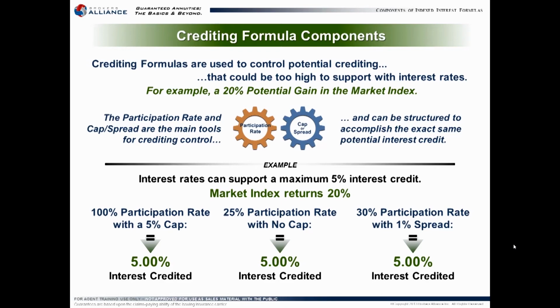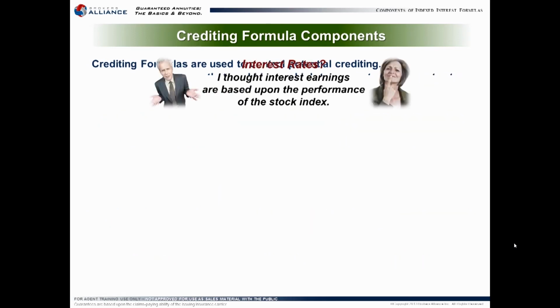However, 100% participation rates with caps are very common because for most consumers, it's a little easier to explain. A cap is very easy to understand versus, say, a 25% participation rate. But again, we see all of these available in the marketplace, and all of them can be very good strategies. It just depends upon how it's being put together. And in any given, probably short, period of time, one might outperform another depending upon what the market does. Now, interest rates.